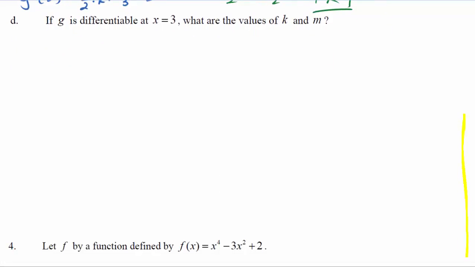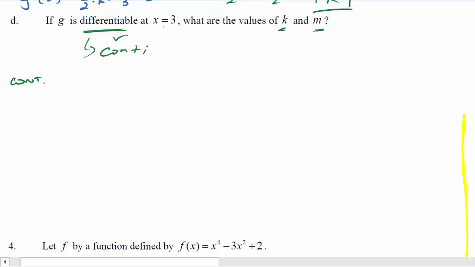Last part, D. If g is a differentiable function at x equals 3, what are the values of k and m? Again, being very clever here, I know if I have 2 variables and I am looking for both variables and it's telling me differentiable, I'm going to need a system with 2 equations. Well, differentiability is a big piece, but the other piece that comes for free with differentiability is continuity. And that continuity is going to be the other piece. So let's talk about continuity first.